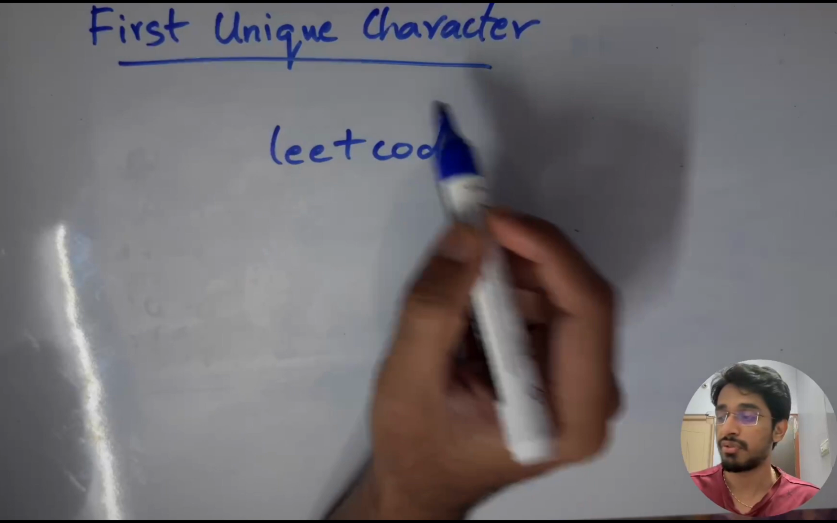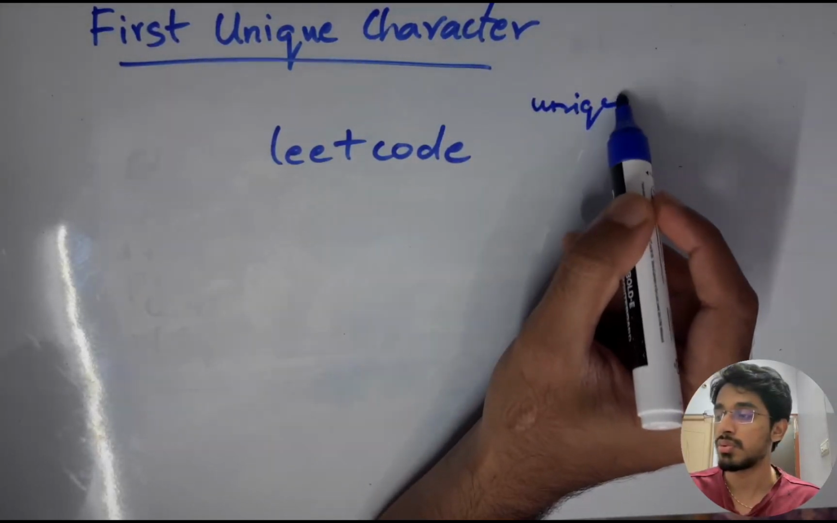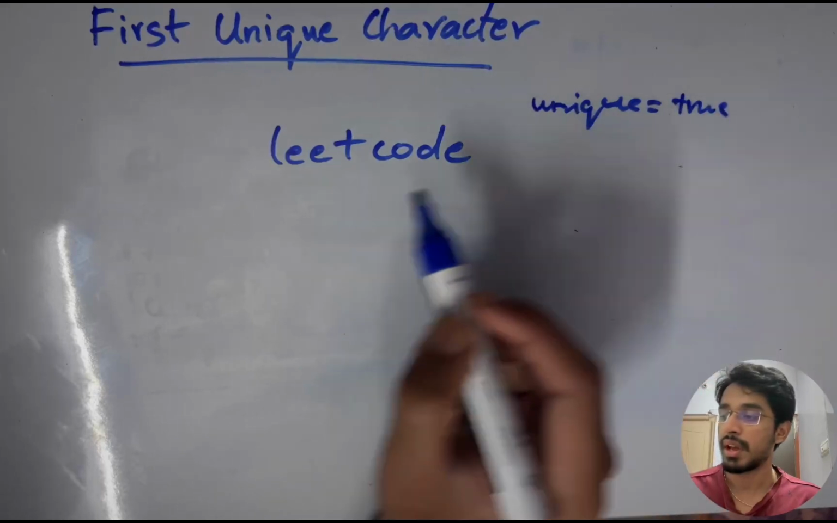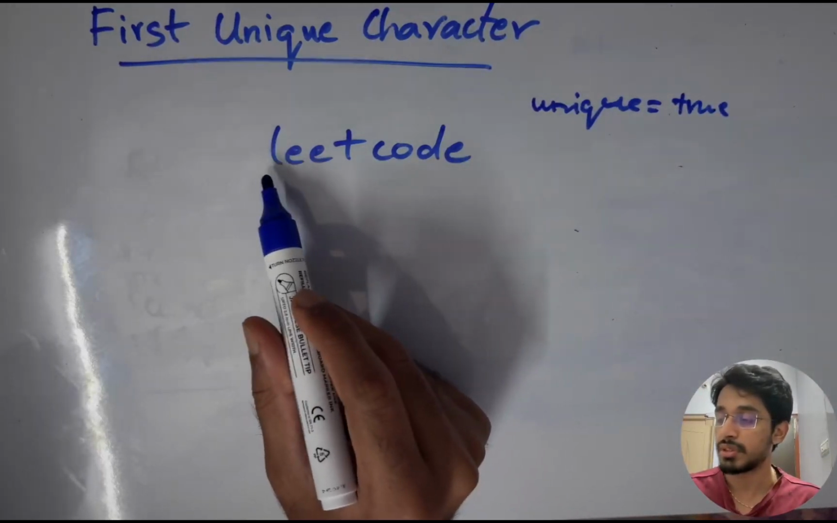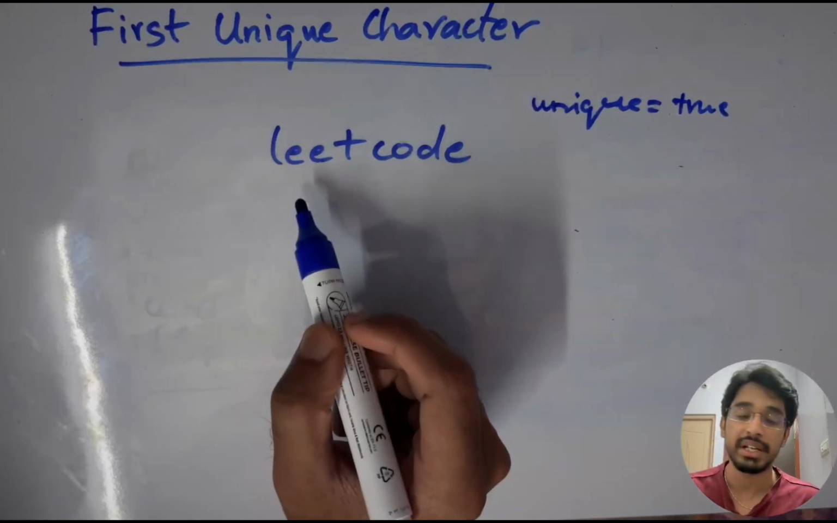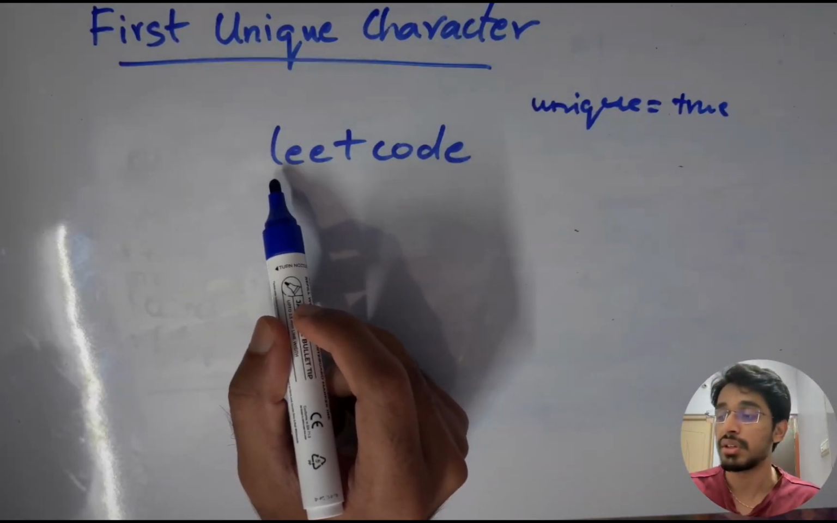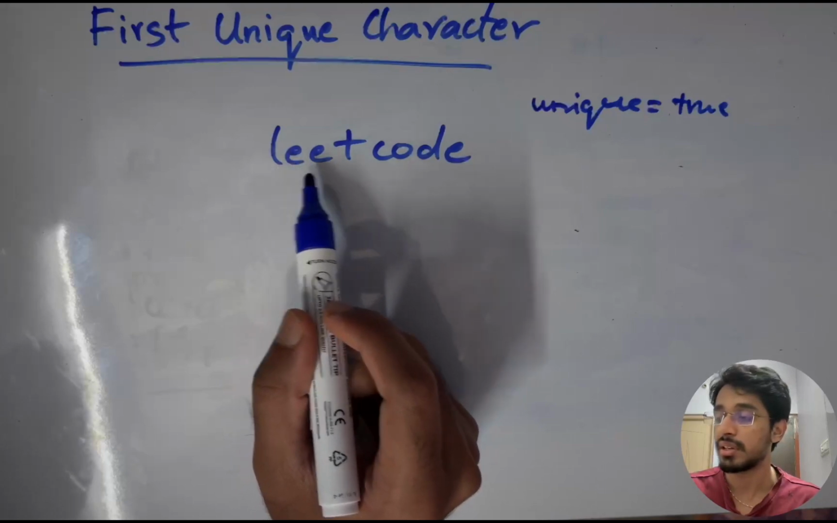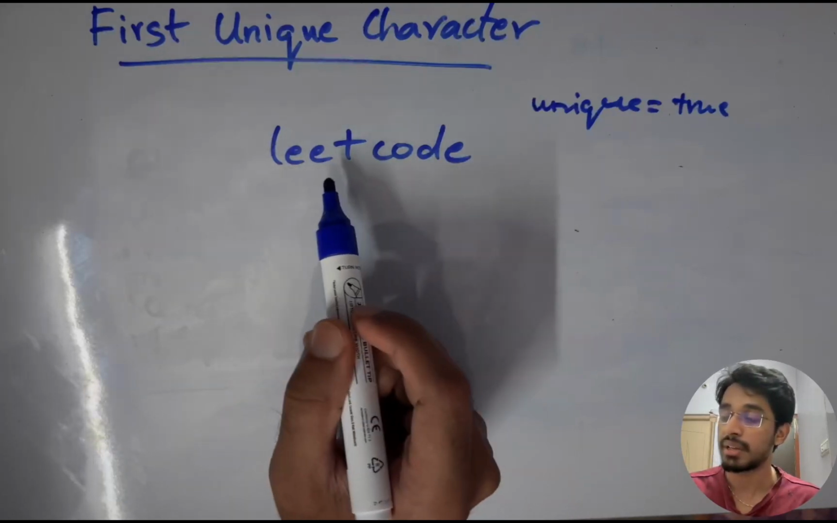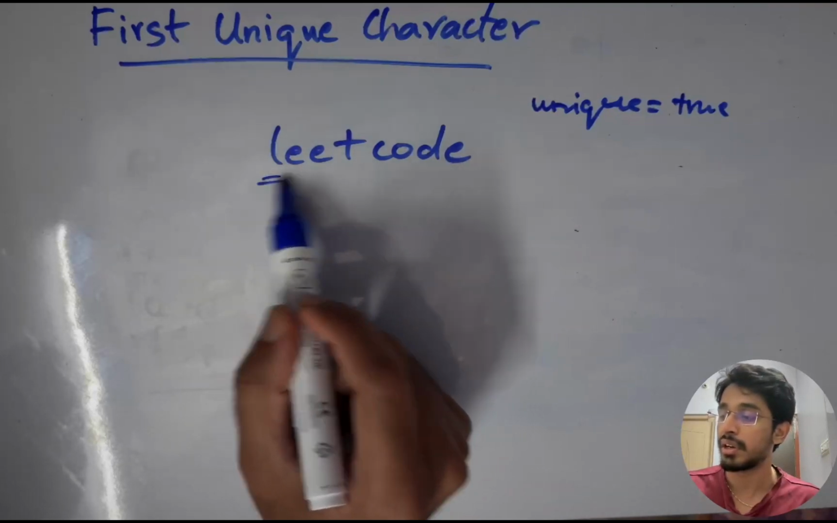So we can have a flag like, let's say, unique, and set this initially to true. Okay, and then whenever we find an element which is the same, then we make the unique to false, and then move to the next iteration. So you see that within the first iteration itself, L is unique, right? There's no other L over here, so the comparison elements don't match, so we return the letter L itself over there.